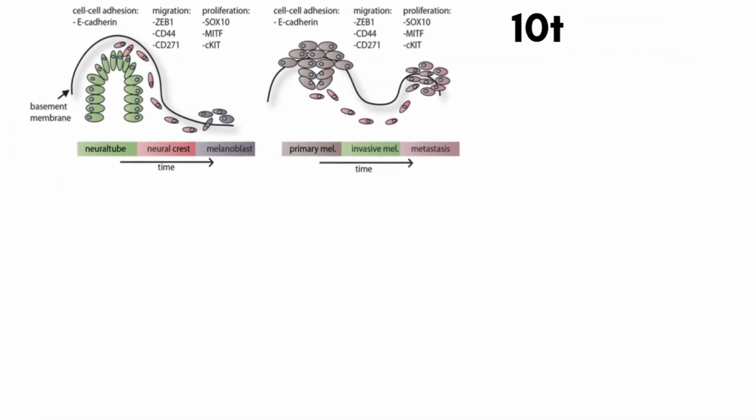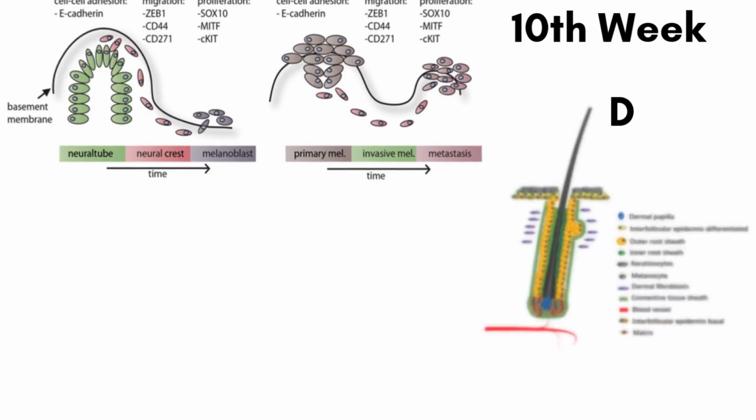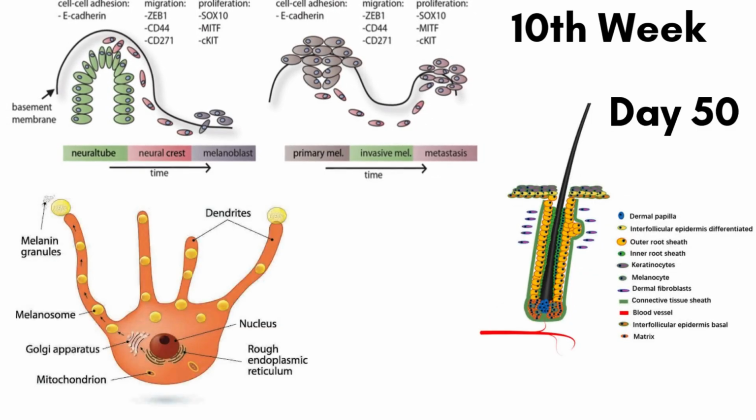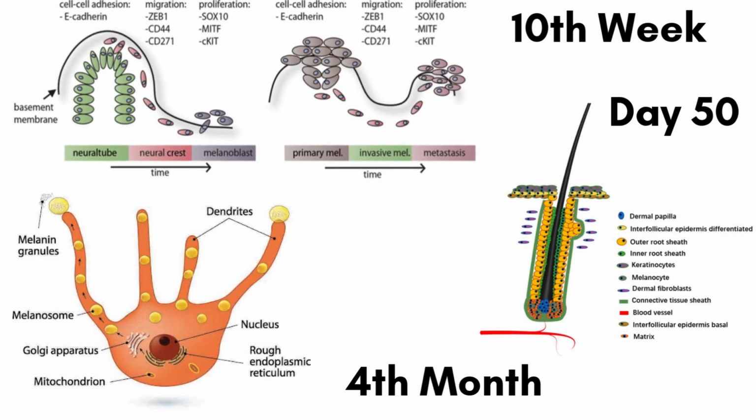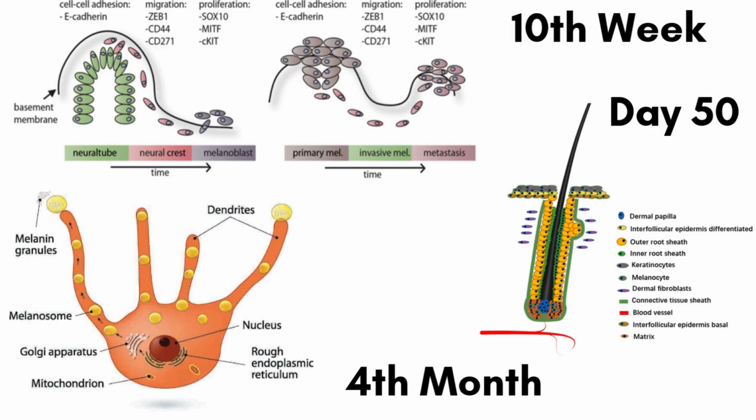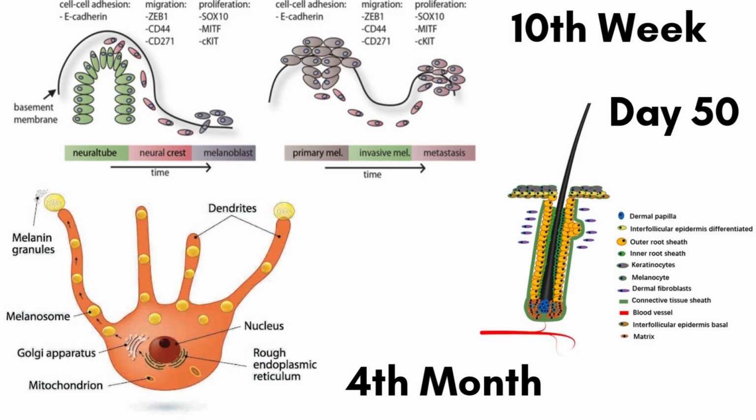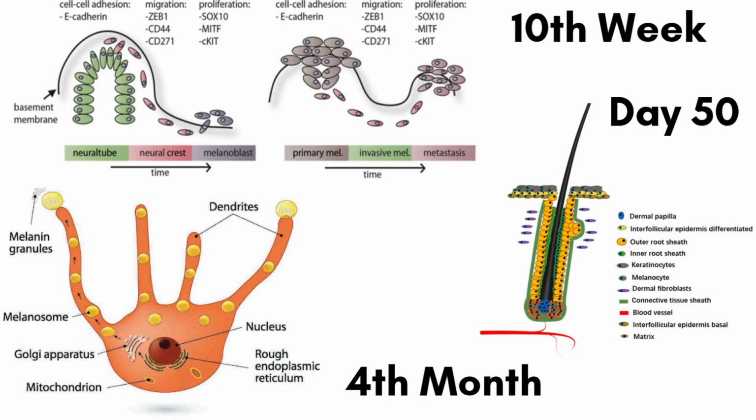By the 10th week of development, dermal melanocytes begin to differentiate. At 50 days of gestation, melanocytes reach the interfollicular epidermis and hair follicles. By the 4th month, melanocytes start producing melanosomes, the organelles responsible for melanin production. At birth, melanocytes are mainly distributed in the head, neck, and presacral region, and will remain localized in the basal layer throughout life.